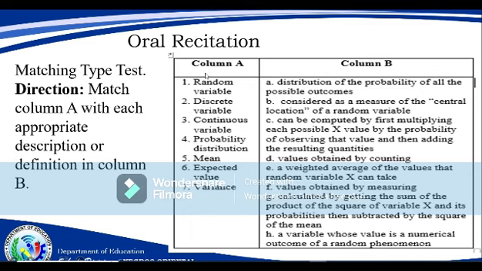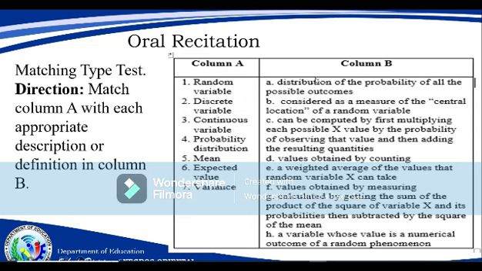So for column A, we have here number 1 random variable, number 2 discrete variable, number 3 continuous variable, number 4 probability distribution, number 5 mean, number 6 expected value, number 7 variance.